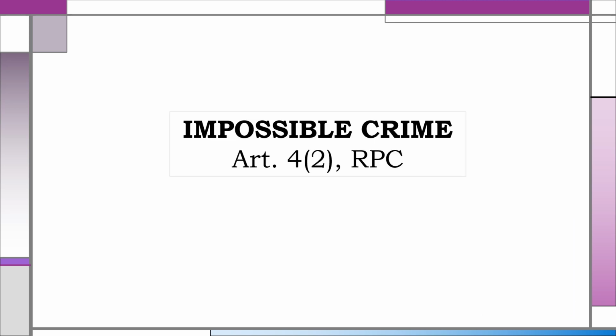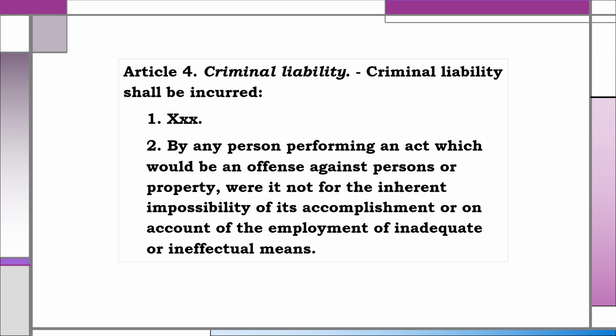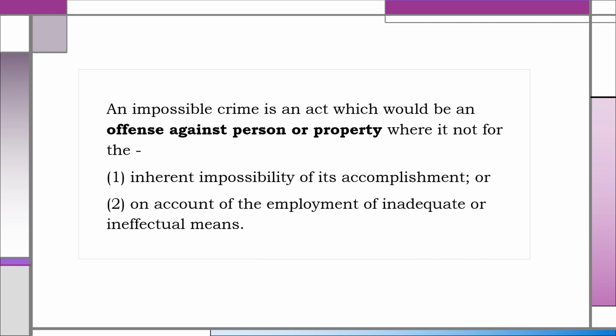Our topic for discussion is impossible crime under Article 4, Paragraph 2 of the Revised Penal Code. Article 4. Criminal liability. Criminal liability shall be incurred, 2. By any person performing an act which would be an offense against persons or property, were it not for the inherent impossibility of its accomplishment or on account of the employment of inadequate or ineffectual means.